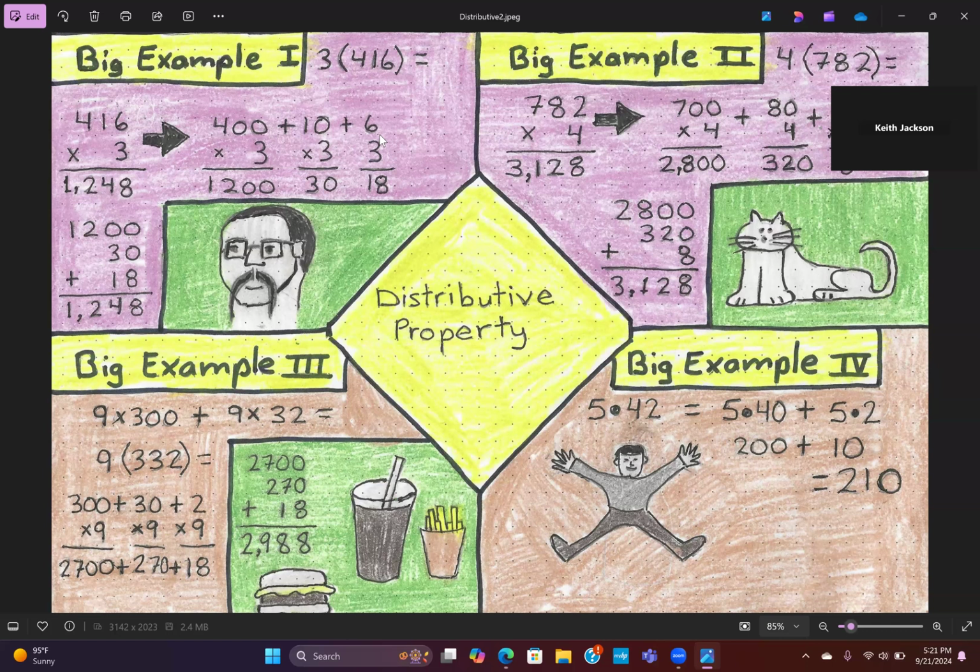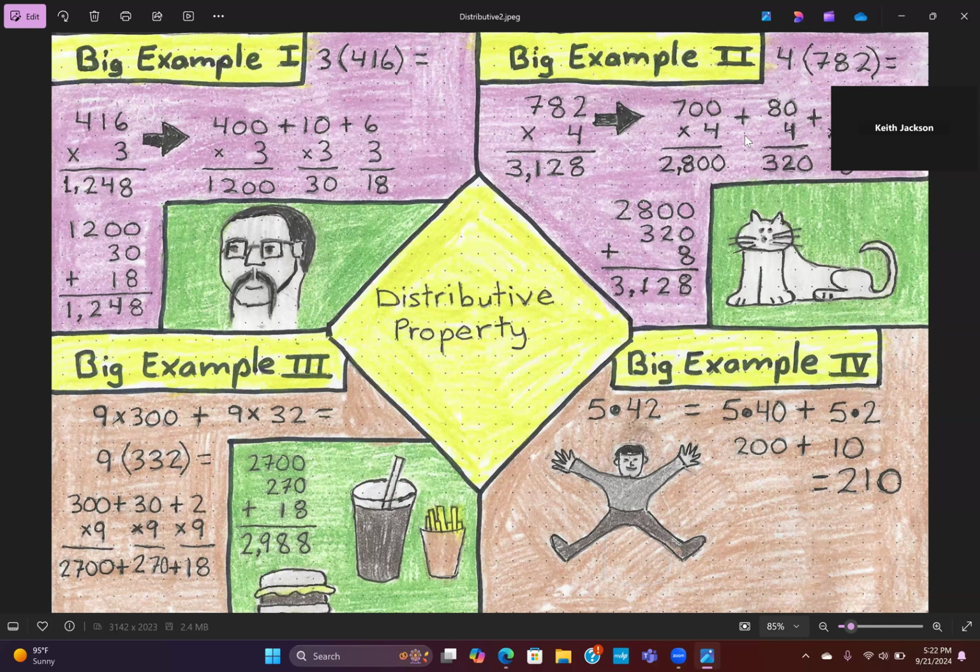Now let's move along to big example two, in which we take 782 times 4. Before we break it apart, I'm just going to let you know right now that 782 times 4 will give us 3,128. I'm going to repeat that, 3,128. We can arrive at that same answer by breaking apart the 782 by saying that 700 plus 80 plus 2 is equivalent to 782.